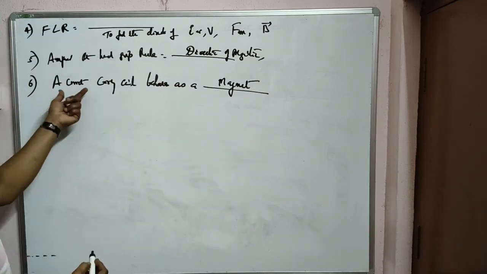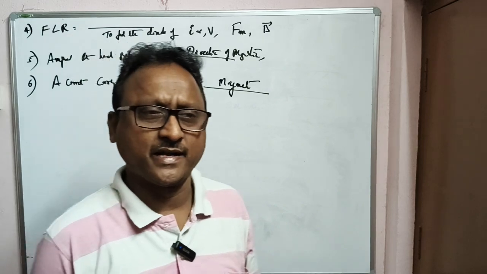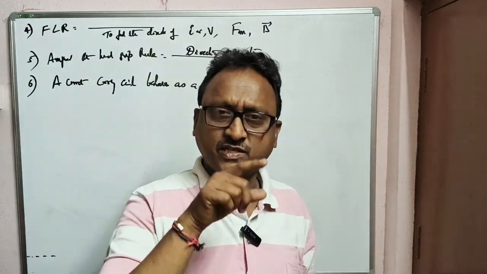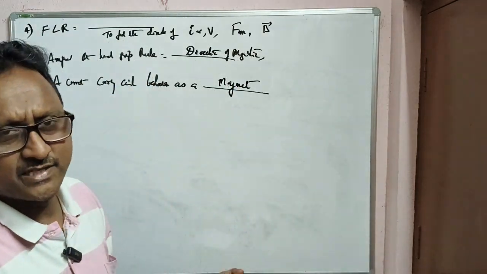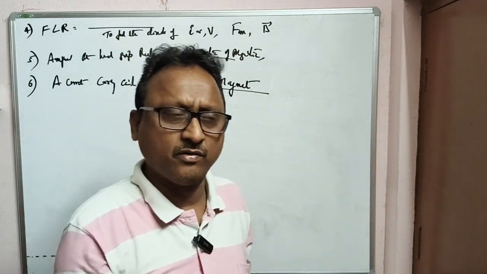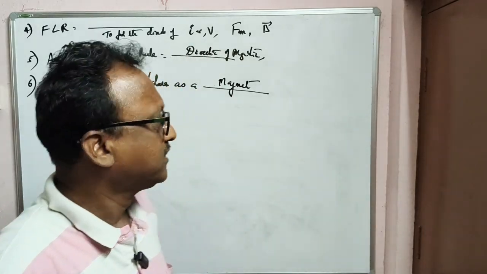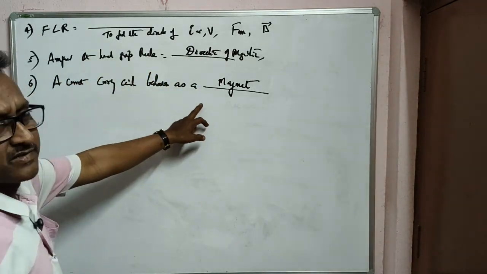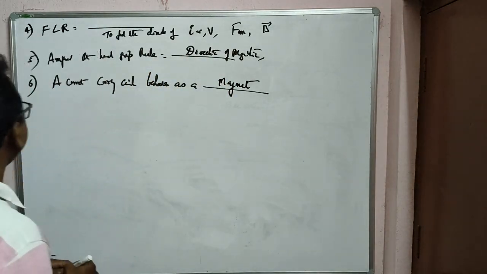So a current carrying coil behaves as what? Magnet. Just now I told you, when current is flowing, a magnetic field direction is applied. That means by using the following rules, either left hand rule or right hand grip rule and other rules, it simply behaves like a magnet.